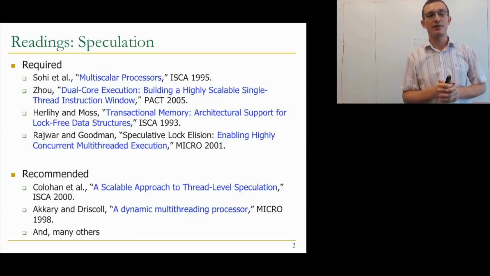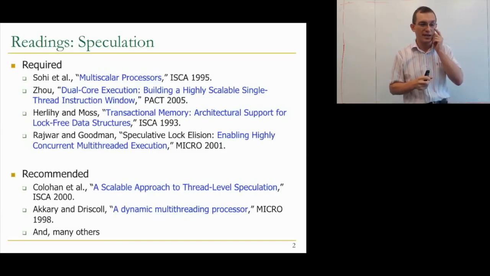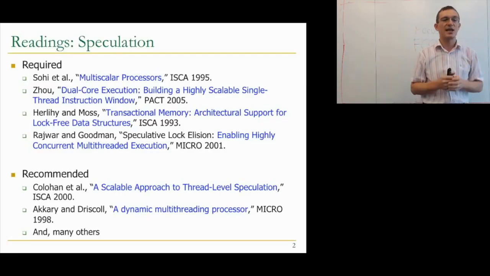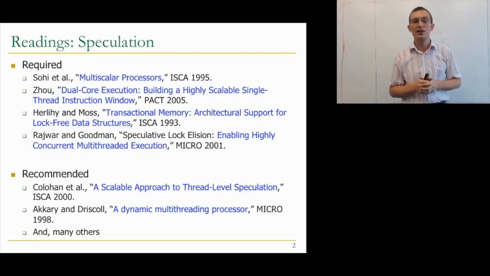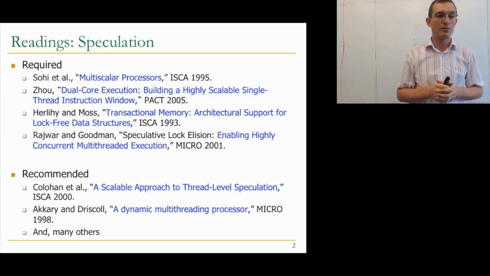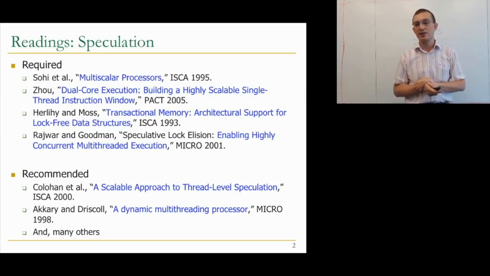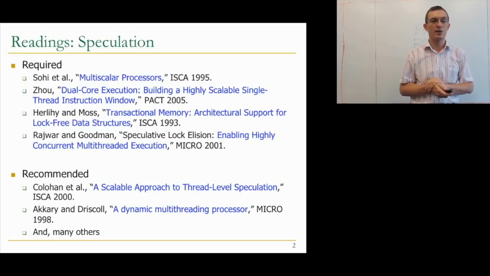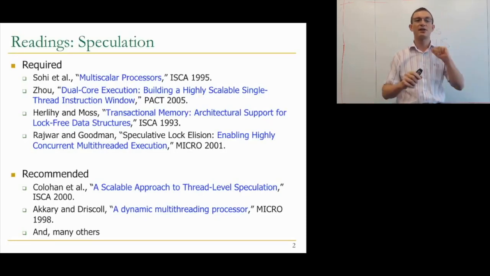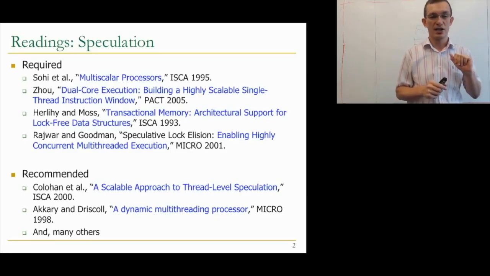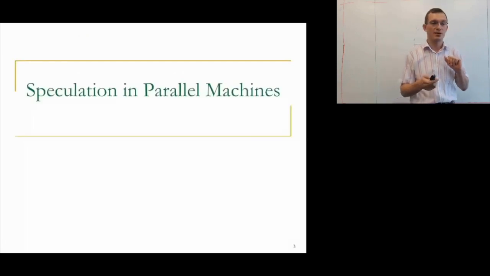And there are a bunch of recommended readings that I have. One is actually Steffan et al., a scalable approach to thread level speculation, one of the earlier thread level speculation papers. The other one is the dynamic multi-threading processor, Akkary and Driscoll's paper. And there are many, many others that I will talk about during this lecture, that I hope you will read about.